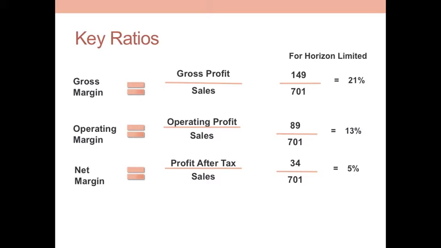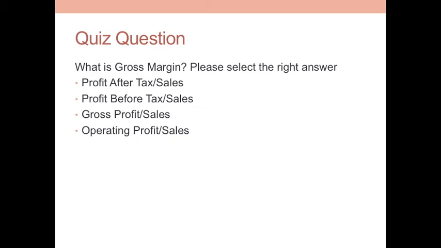Similarly, we can work out operating margin. It is simply operating profit divided by sales, and net margin, which is our profit after tax divided by sales. In the case of Horizon Limited, operating margin is 13%, while net margin is 5%. The next quiz question is, what is gross margin? And your options are profit after tax divided by sales, or profit before tax divided by sales, or is it gross profit over sales, or is it operating profit divided by sales?